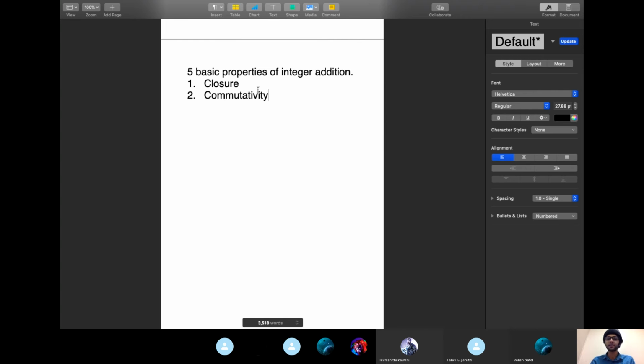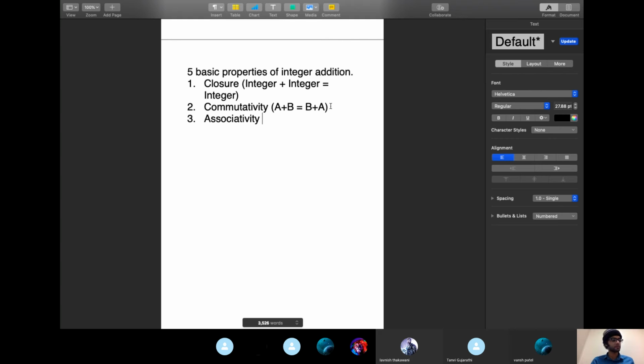Commutativity says that if I have 2 integers a and b, a plus b is the same as b plus a. They should all be integers, by the way. I'm adding only integers. This is about 5 basic properties of integer addition. So if I have 2 integers a and b, let's say it's 2 and minus 89. 2 plus minus 89 is the same as minus 89 plus 2. Integer plus integer equals integer. That is closure property. Commutativity is a plus b is b plus a.